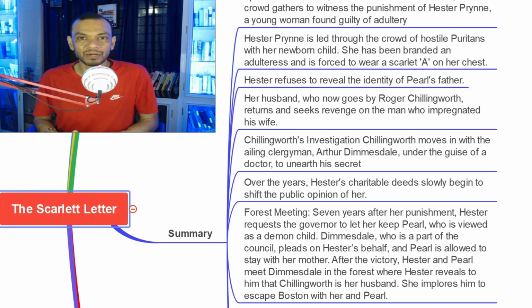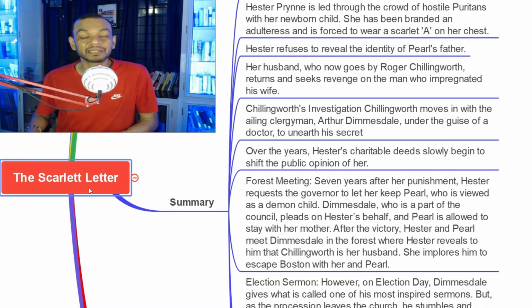And remember, in the crowd was her husband, Roger Chillingworth, who recognizes Hester. From then onwards, he is on an investigation to find out who is behind this. And his suspicion falls on the clergyman, Arthur Dimmesdale. And under the guise of a doctor, he gets close to Dimmesdale, you know that. And over the years, Hester's charity wins public opinion.